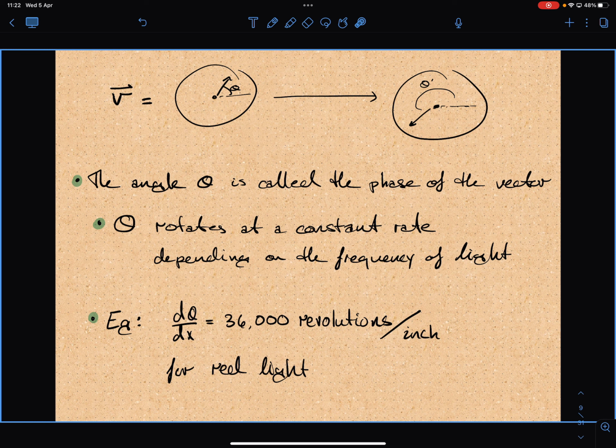So, for instance, the change in the phase is going to be 36,000 revolutions per inch for red light. So this is the frequency that tells you what color you see. So this frequency is going to determine blue versus red and so on. So this is going to be the phase angle. This is how you determine it, by the frequency.